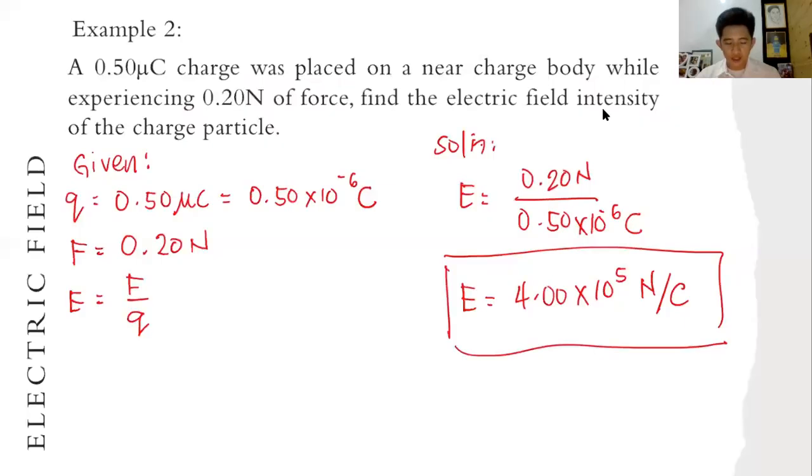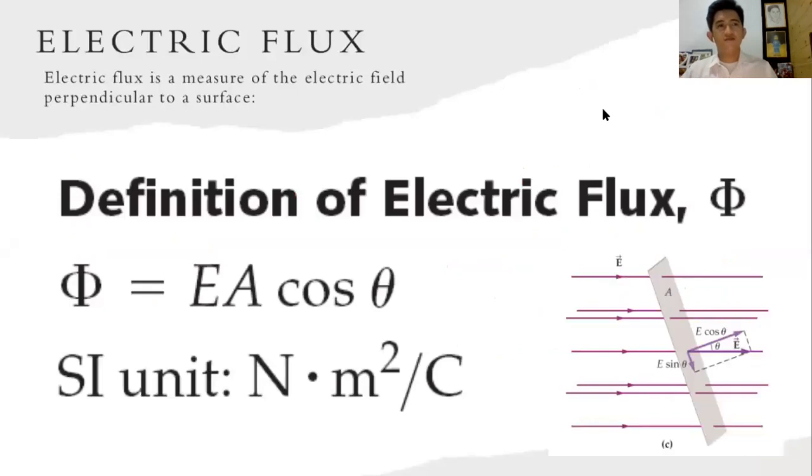Moving on, our discussion is the electric flux. Electric flux is a measure of electric field perpendicular to a surface. So by definition, the electric flux is denoted with the Greek letter phi. So the electric flux is equal to the electric field intensity multiplied by the area times cosine theta. The SI unit for electric flux is Newton square meter per coulomb.